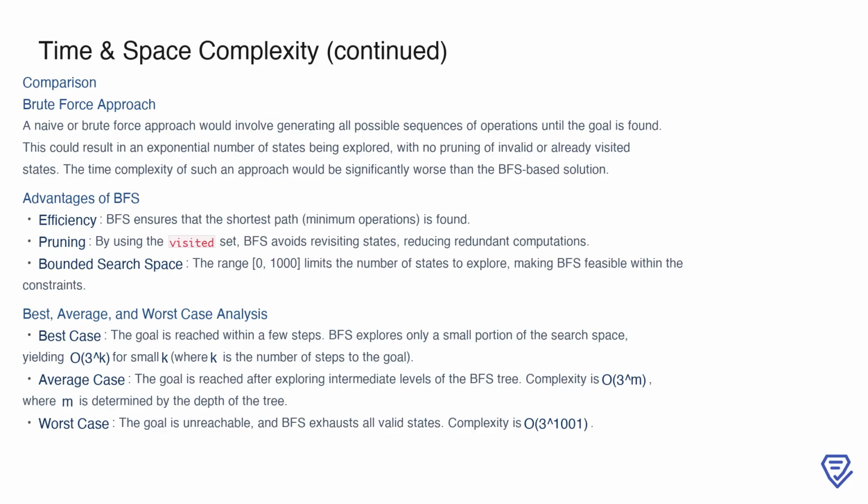Analyzing different scenarios, the best case occurs when the goal is found within a few steps, requiring exploration of only a small portion of the search space. In this case, the complexity is 3 to the power of k, where k is the number of steps to the goal. The average case involves exploring intermediate BFS levels, leading to a complexity of 3 to the power of m, where m depends on the BFS tree depth. In the worst case, where the goal is unreachable, BFS would exhaust all valid states, resulting in 3 to the power of 1001.